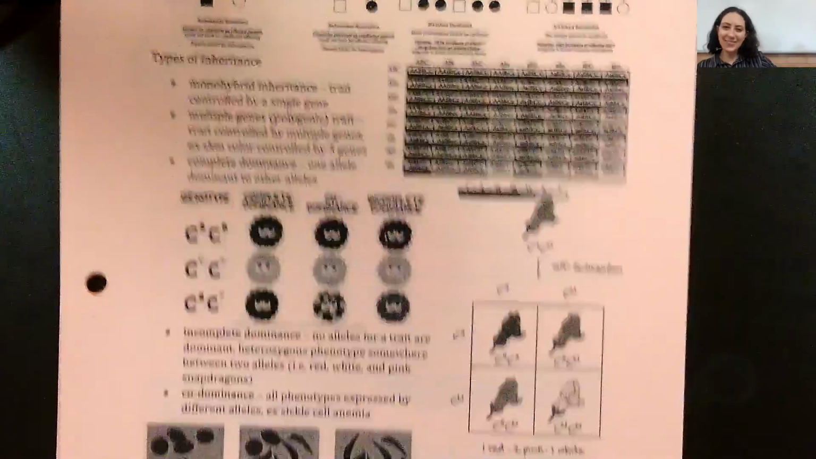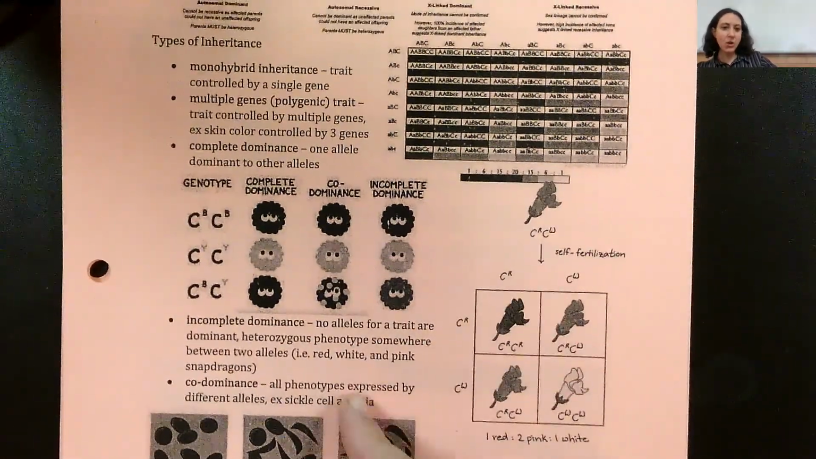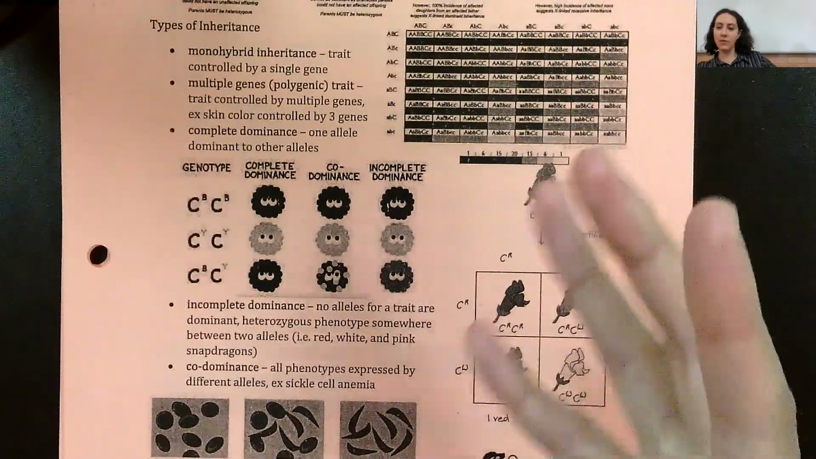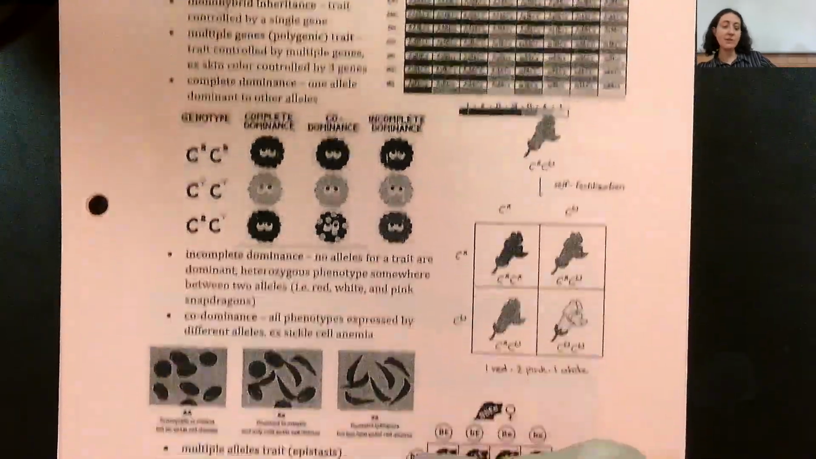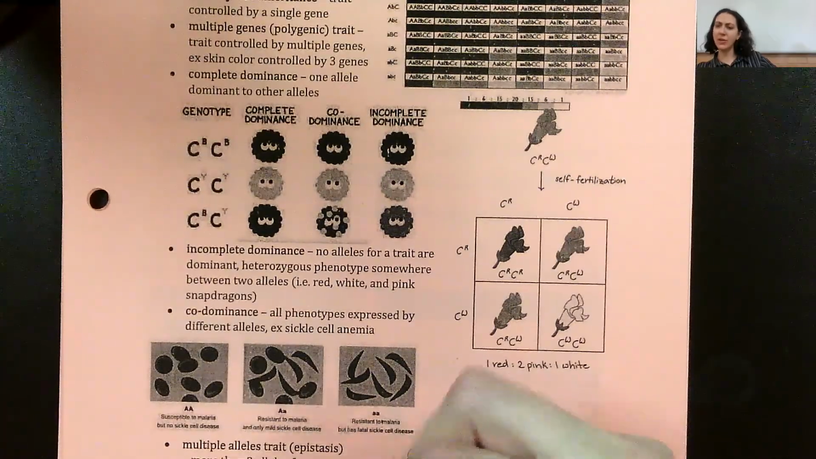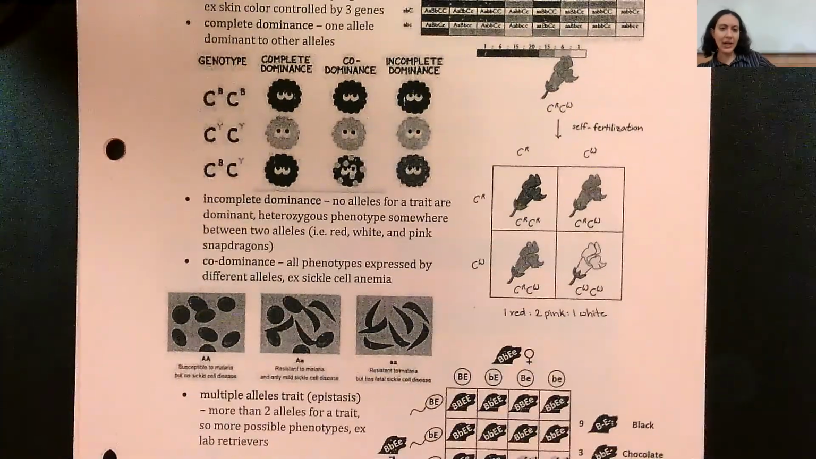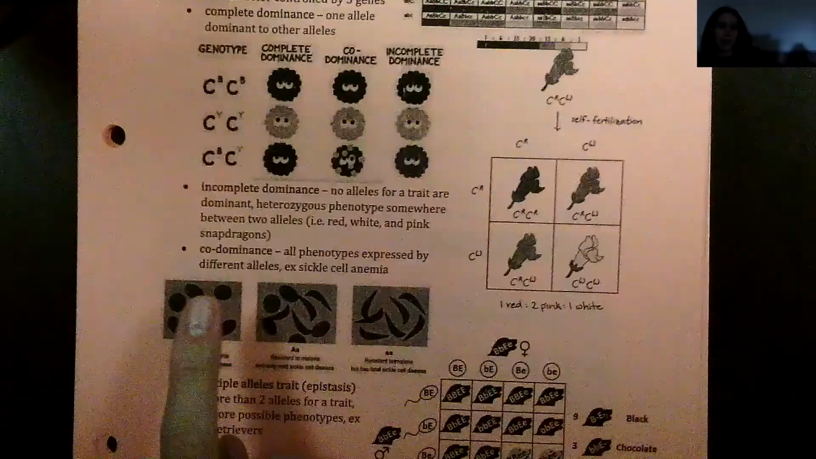Anyway, back here. So incomplete dominance is that one. Codominance is when all of the traits are expressed. So sickle cell anemia is an example of that, and so are blood types, which we'll have a good example on the back.